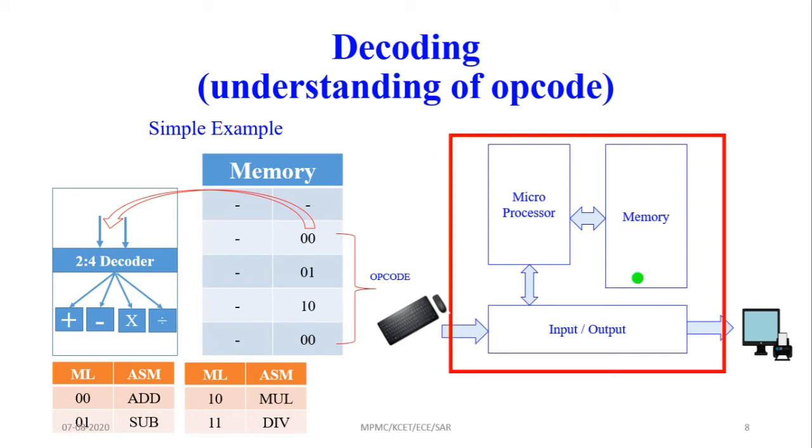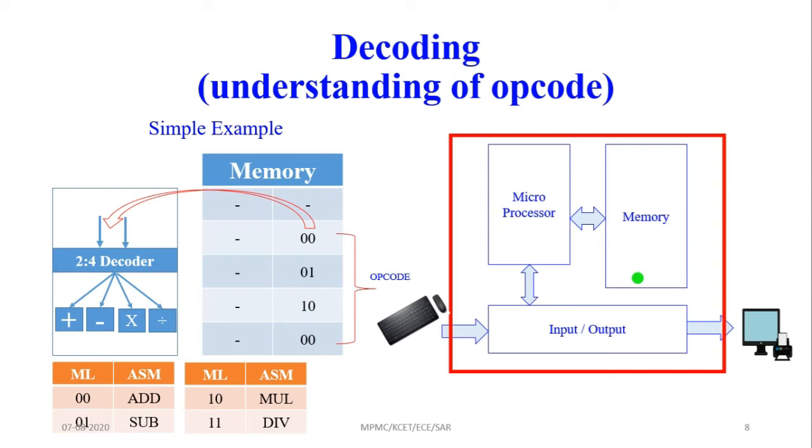Next, how does decoding work? I want to tell one thing. If you ask students what is meant by decoding, they immediately say that decoding is converting a decimal number or any digit into binary. No. Decoding in a microprocessor is understanding of the opcode. What is the meaning of opcode? Opcode is the binary number. Understanding the opcode is the decoding.